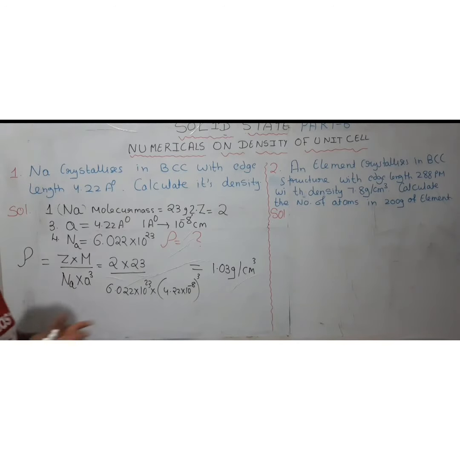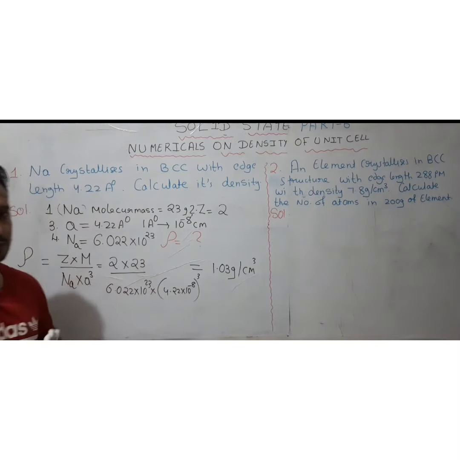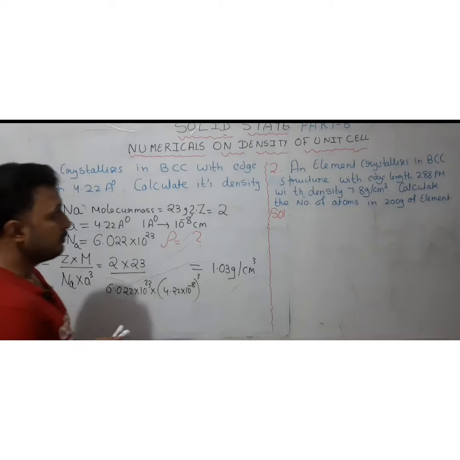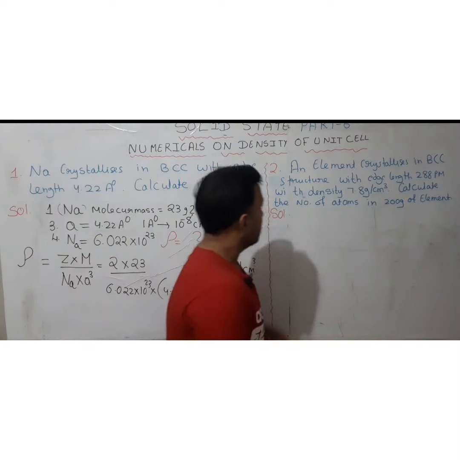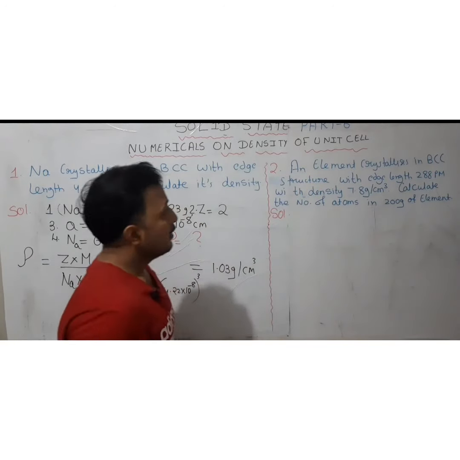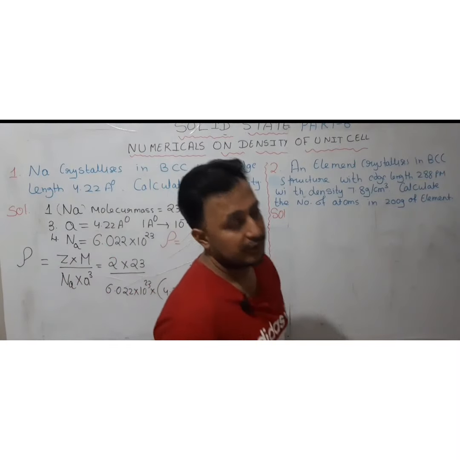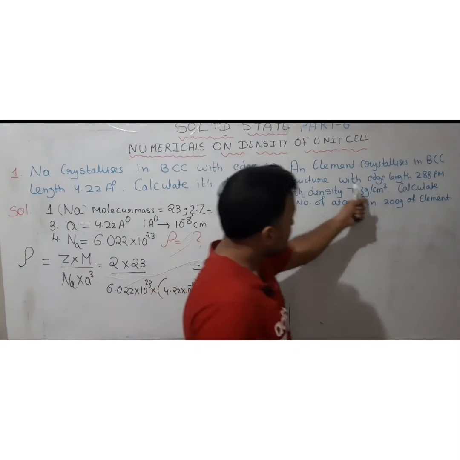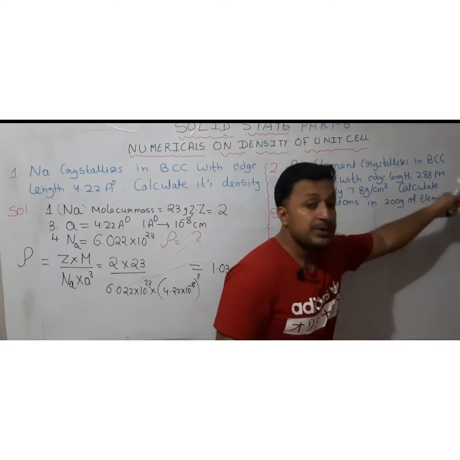Now one more different type of question, a little bit different, although based on the same formula. So we are going to see that. Now the second question: an element crystallizes in BCC. Again, we don't know the mass because the name of the element is not given. An element crystallizes in BCC structure with edge length 288 pm.